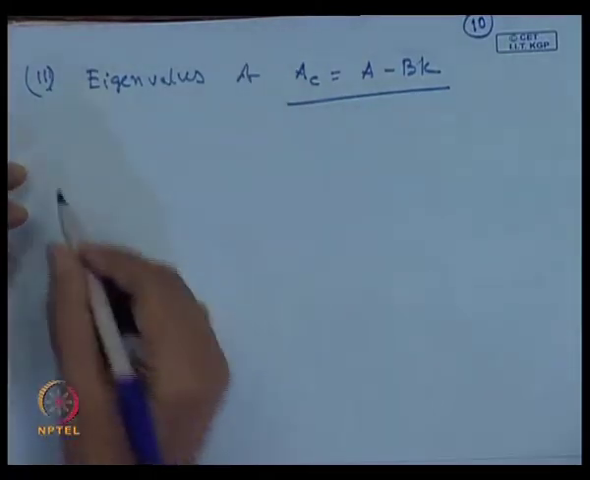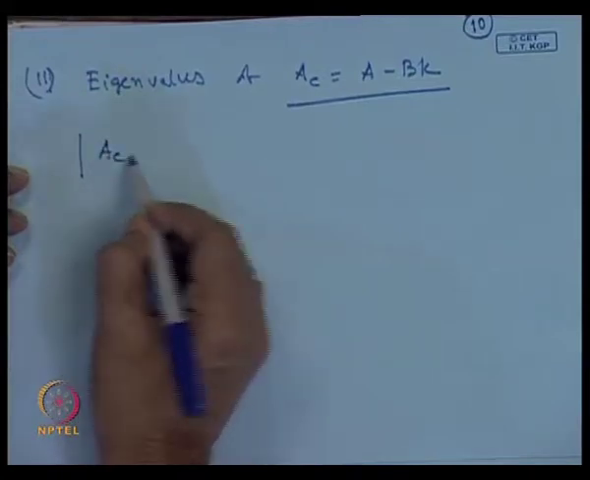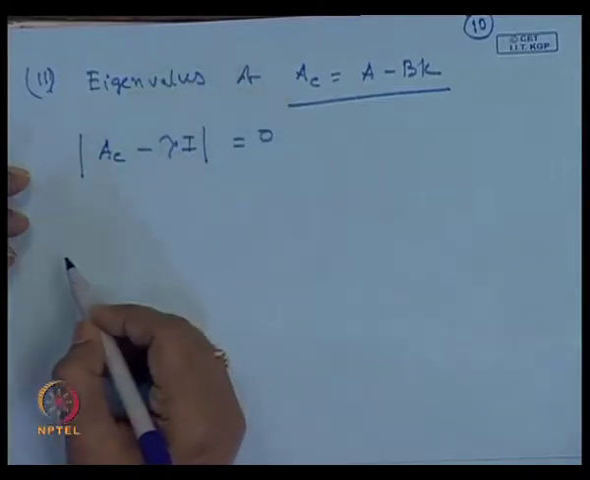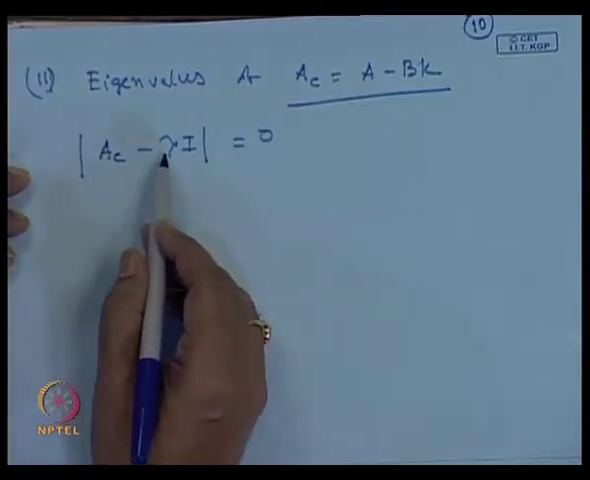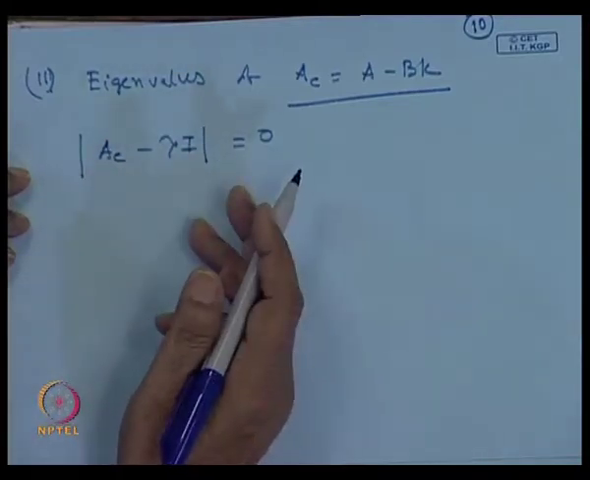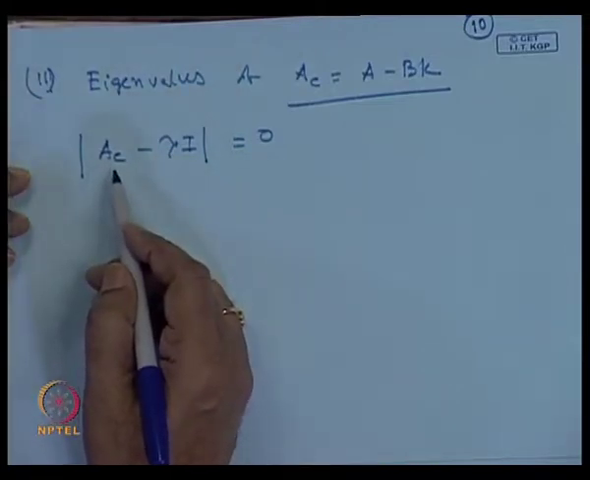We know how to find the eigenvalues: the determinant of A_c minus lambda I equal to 0. A_c is known, lambda is unknown. So, you will get a polynomial of order, in general, n, where n is the dimension of the system matrix or the dimension of the state variables. Agree? So, this will be the polynomial in terms of lambda, whose order is n, the same as the order of the system matrix.